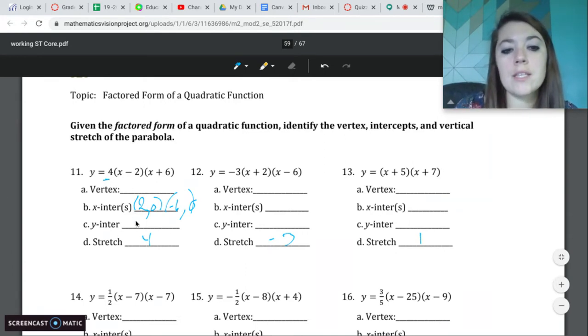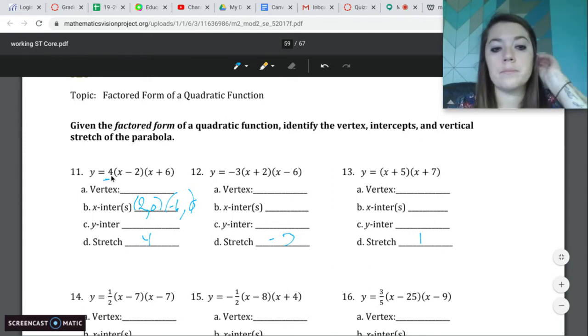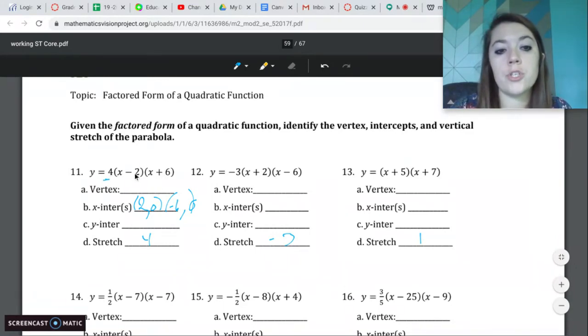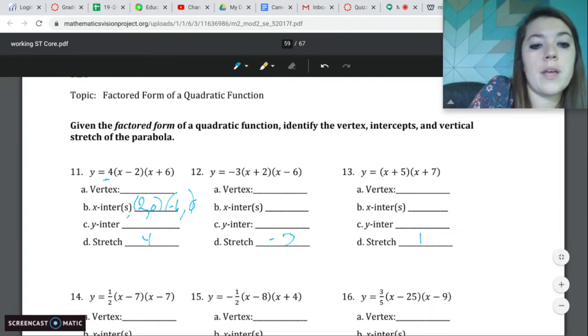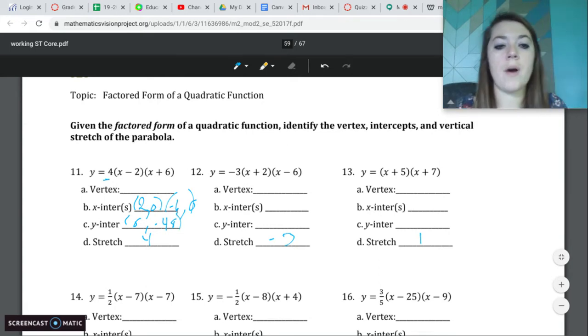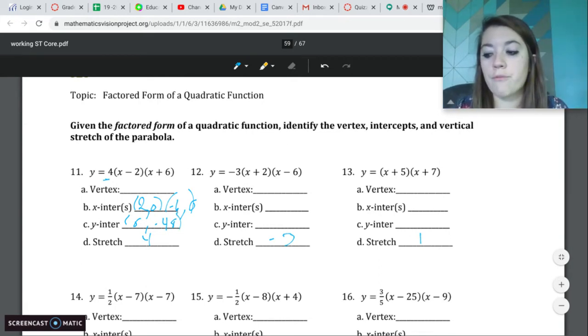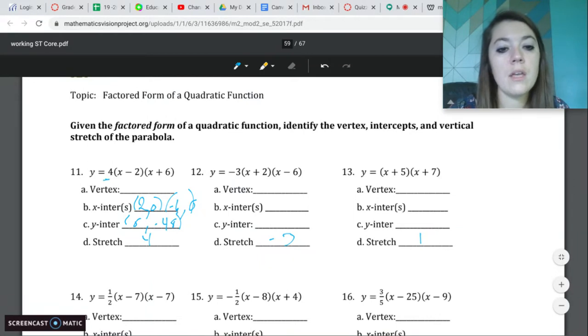Now, the vertex and the y-intercept are a little harder to find. The y-intercept is going to be when we multiply our stretch value times our two constants. So negative 2 times 6 is negative 12. Negative 12 times 4 is negative 48. So we end up with (0, negative 48). So there's our y-intercept.